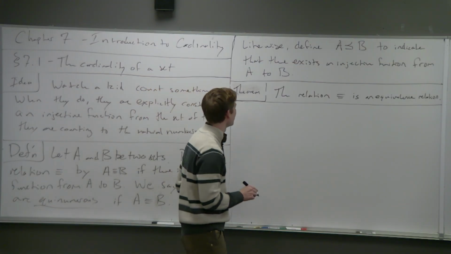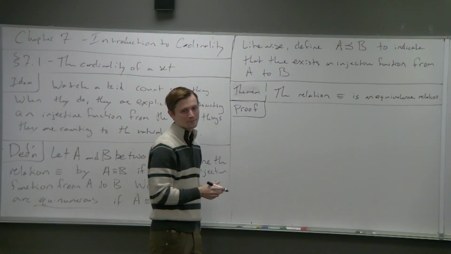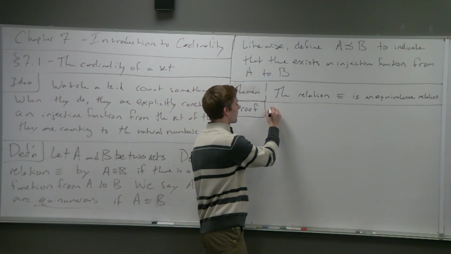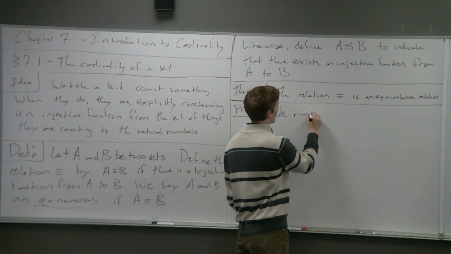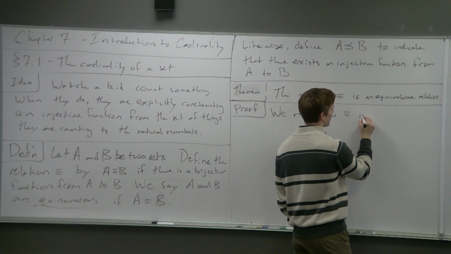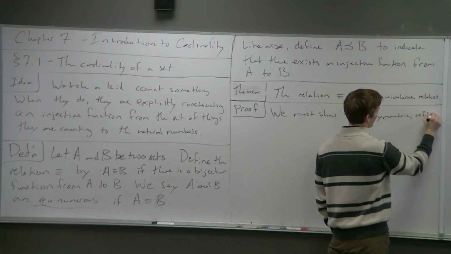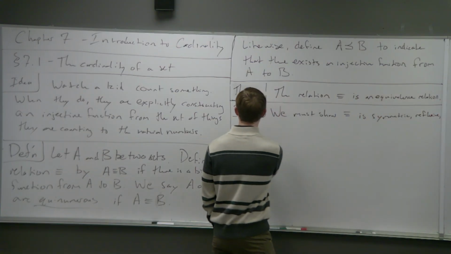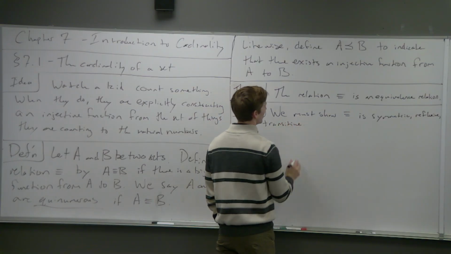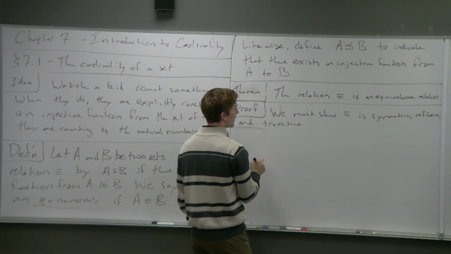All right. Proof, let's do it. What do we need to show? We must show that this relation is symmetric, reflexive, and transitive. We'll do each of these separately.